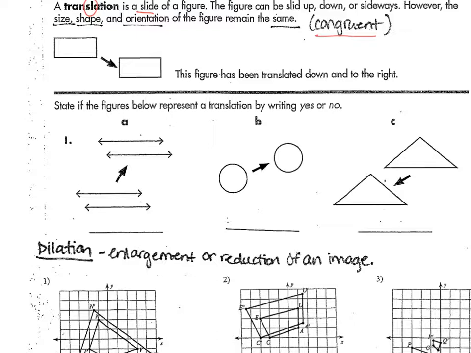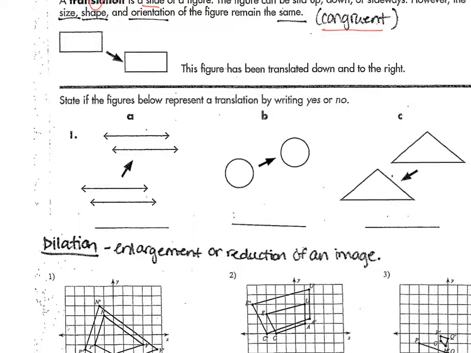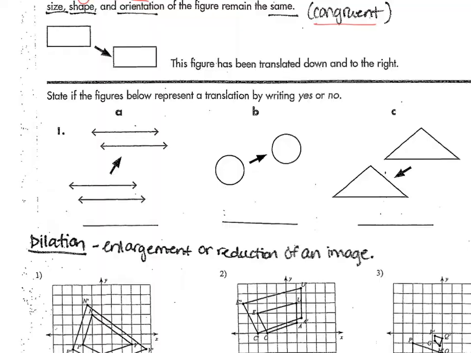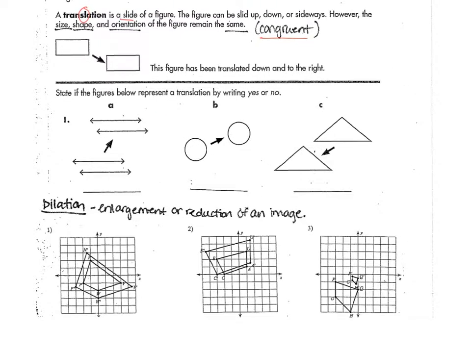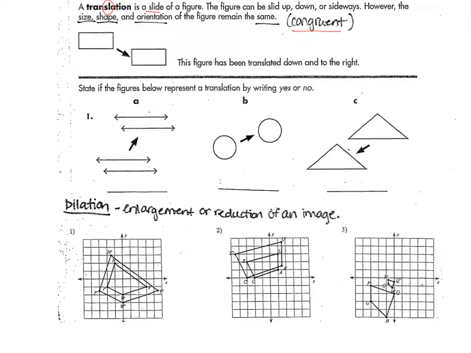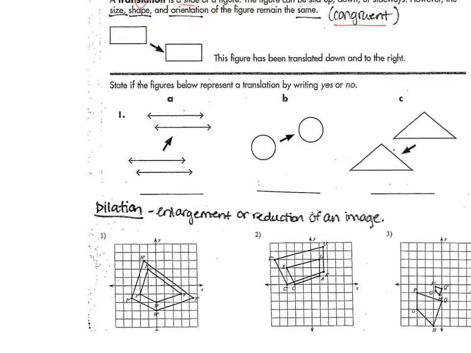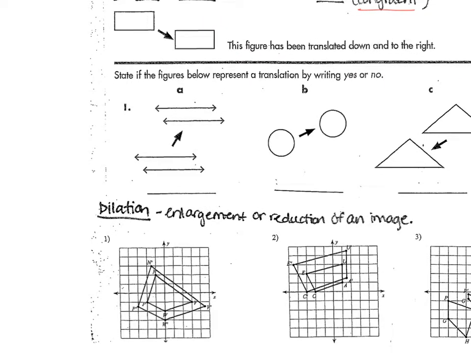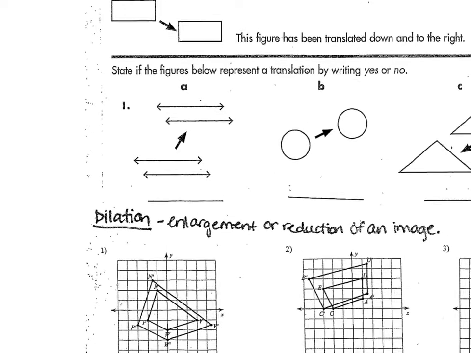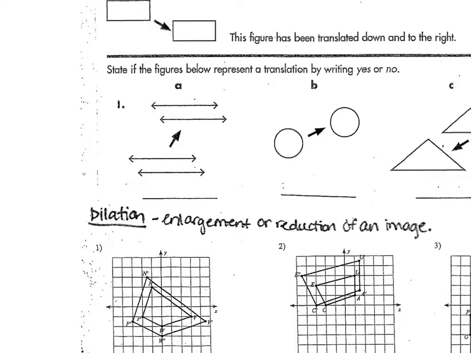So down here it says state if the figure below represents a translation by writing yes or no. So this first part, these are all actually translations. So I'm just going to label if they preserve congruence and orientation. So A, the arrows are facing the same direction and they slid. The size didn't change. So I would say it's congruent and it preserves orientation.